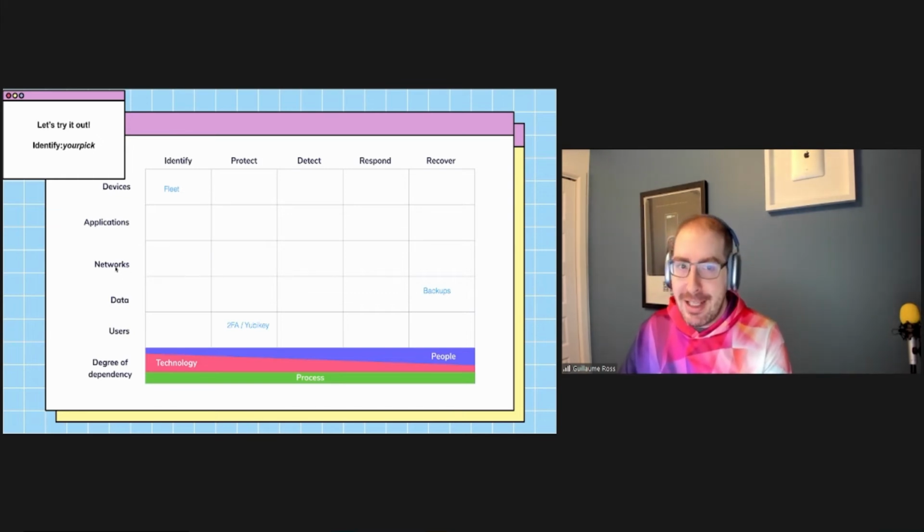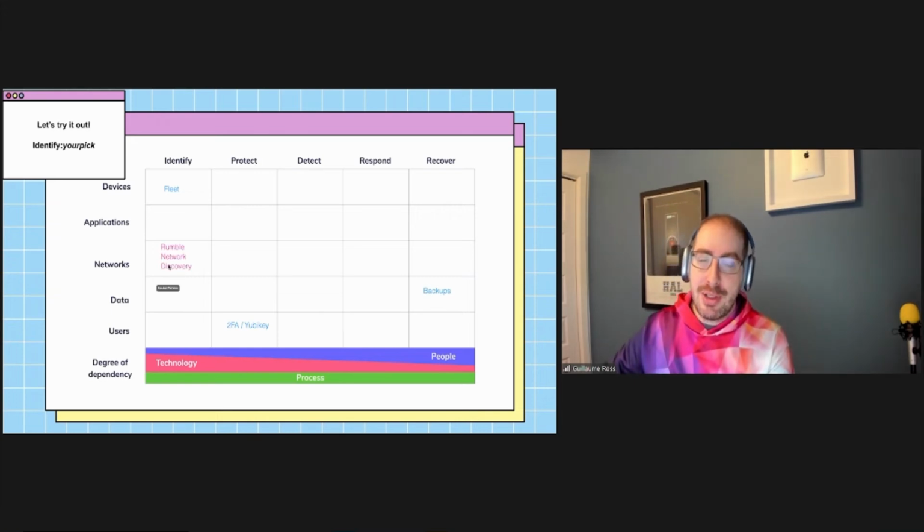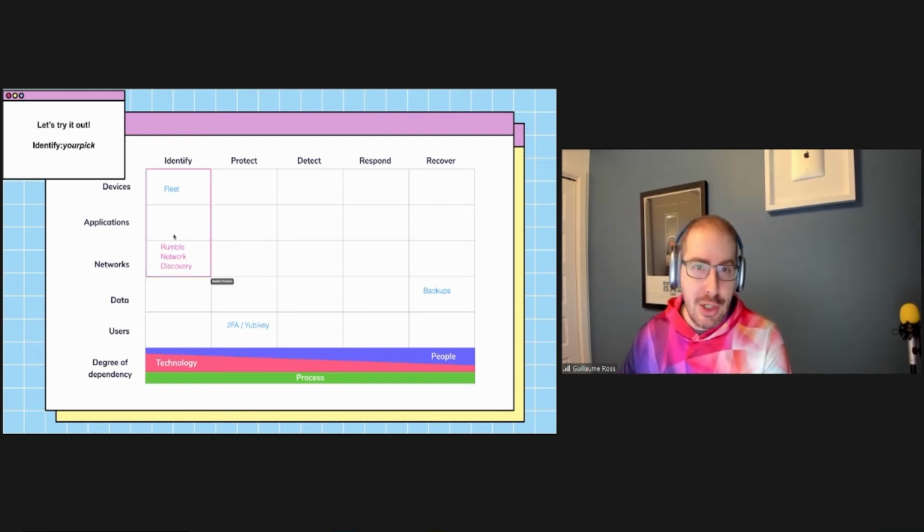So that's a pretty obvious one, once you know it, right? The network part is not obvious at all until you understand that the tool is there to discover devices and applications. Does it discover networks as well? Yes, it does. So it fits in there.